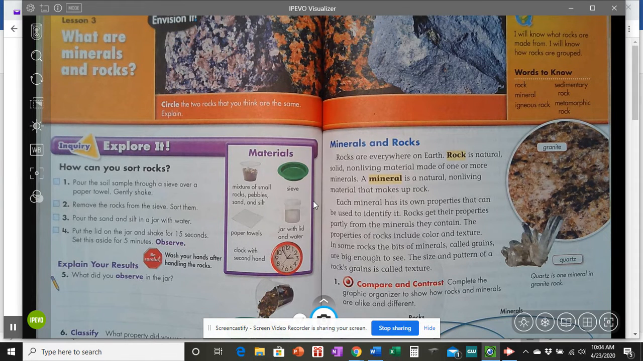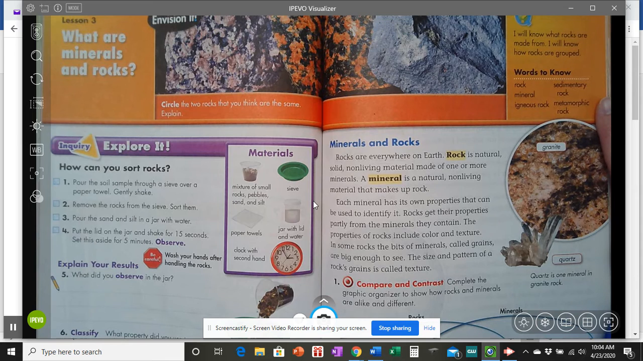What are minerals and rocks? I will know what rocks are made from. I will know how rocks are grouped. Words to know: rock, mineral, igneous rock, sedimentary rock, and metamorphic rock.